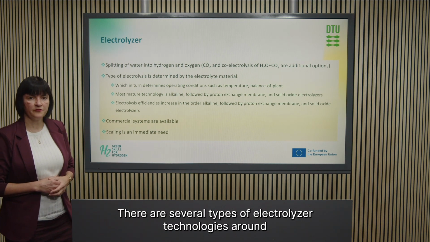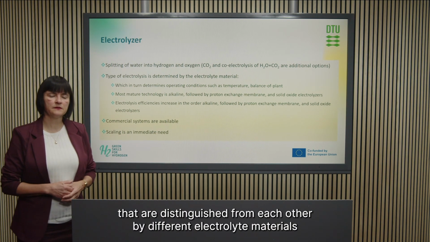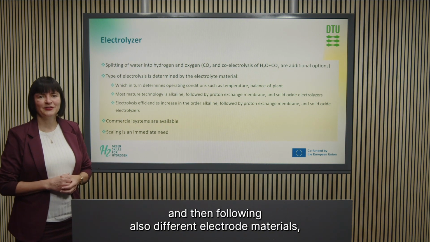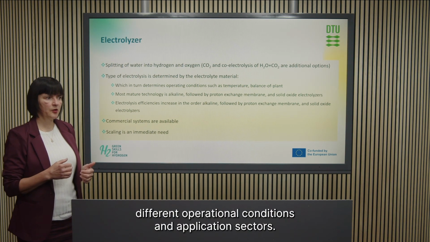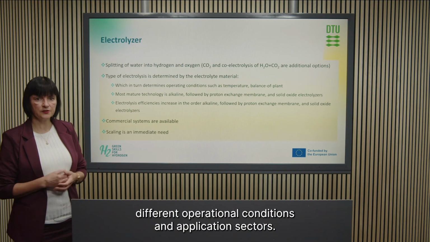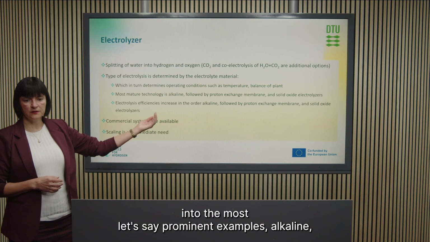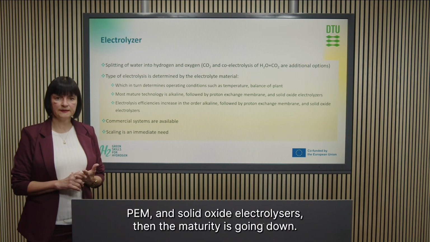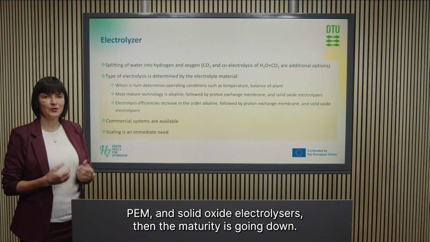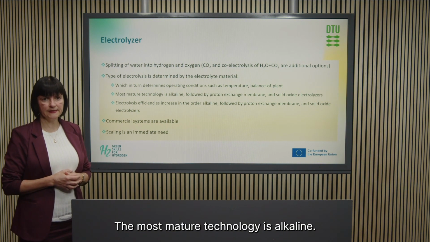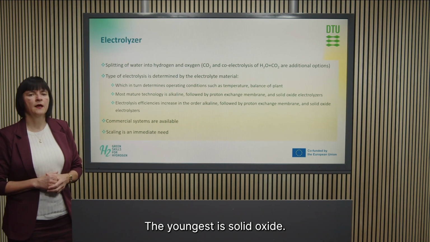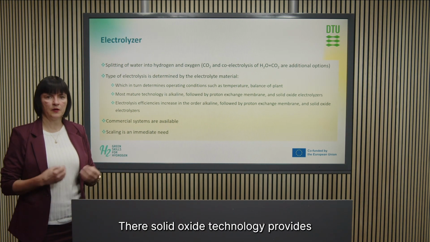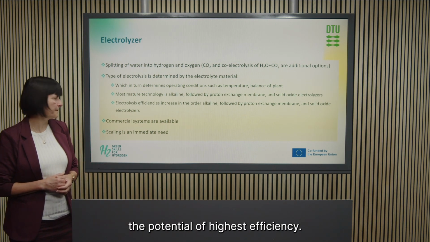There are several types of electrolyzer technologies around that are distinguished from each other by different electrolyte materials, and then following also different electrode materials, different operational conditions and application sectors. When we are looking at the most prominent examples, alkaline, PEM and solid oxide electrolyzers, then the maturity is going down. The most mature technology is alkaline. The youngest is solid oxide. In terms of efficiency, the trend goes the other way. Solid oxide technology provides the potential of highest efficiency.